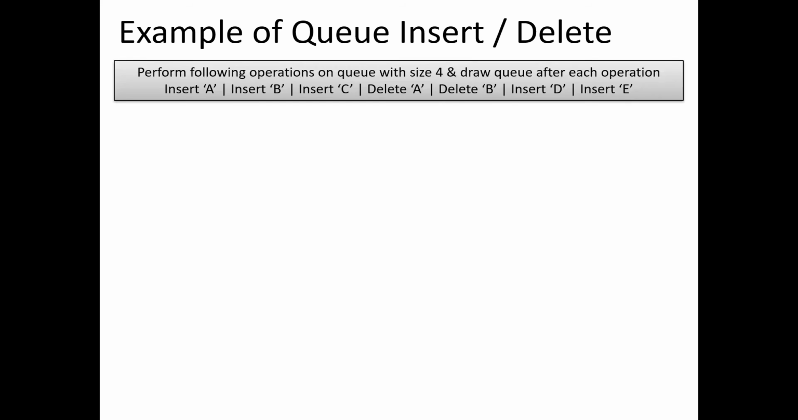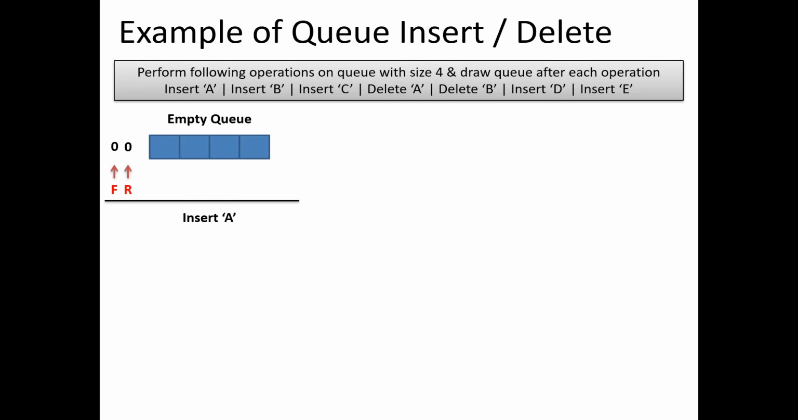Now this is an example of queue insert and delete. Perform the following operations on a queue of size 4 and show the queue after each operation: insert A, insert B, insert C, delete A, delete B, insert D, insert E. Initially the queue is empty. So our front and rear both are 0.